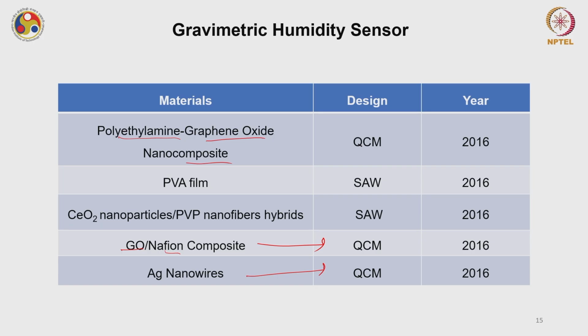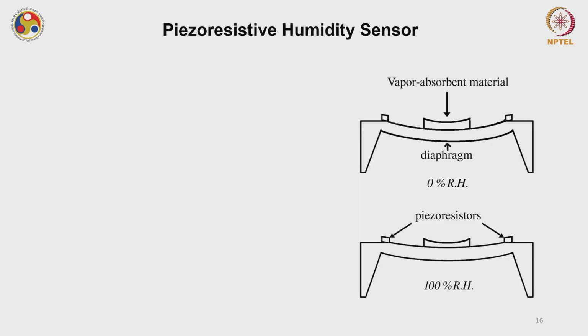Then there are other materials which have been reported for SAW based devices, like a PVA film or a composite of another polymer, PVP, with say cerium oxide nanoparticles. This is all about the gravimetric humidity sensors, but there are other kinds of devices also, like piezoresistive humidity sensors, okay. So piezoelectricity, I think we have discussed.